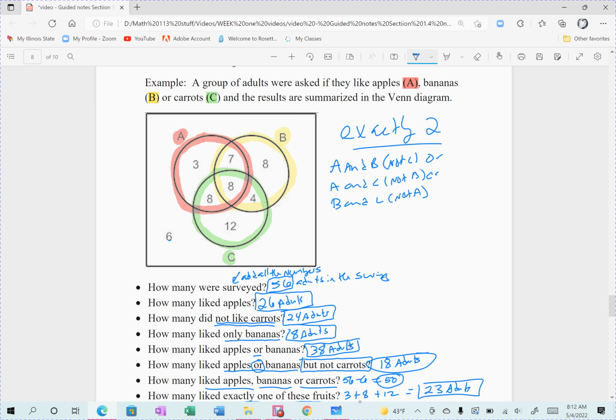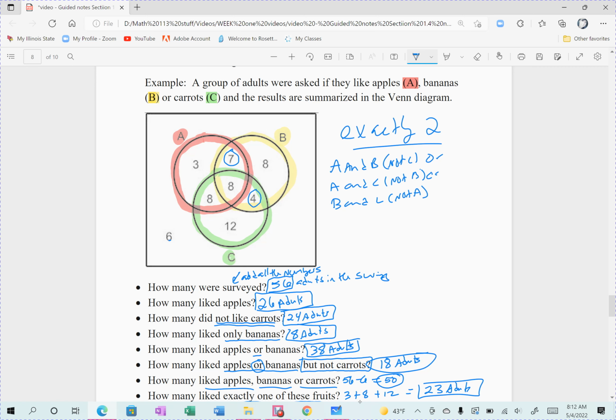They like bananas and apples, but not carrots. They like apples and carrots, but not bananas. They like bananas and carrots, but not apples. They only like 2 of the surveyed items. And so that's this 7. That 7 liked apples, bananas, and not carrots. So they like 2 of them. They're in 2 of the circles.